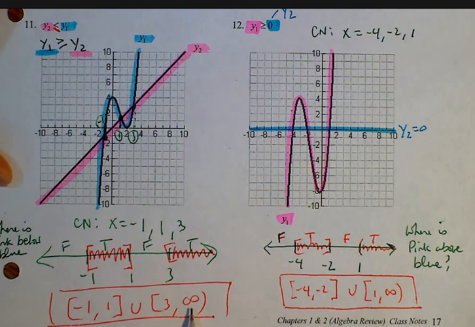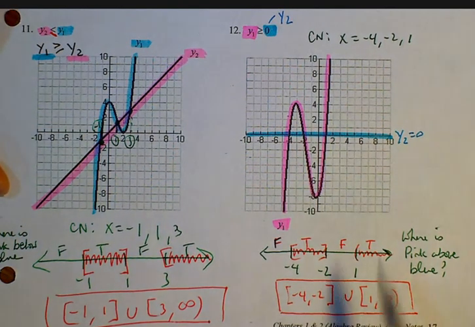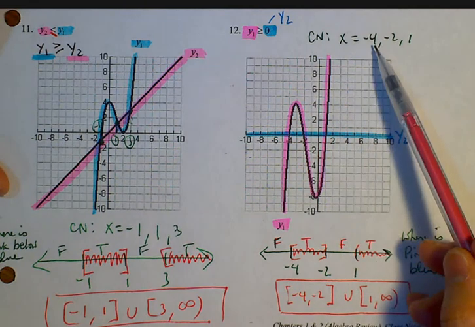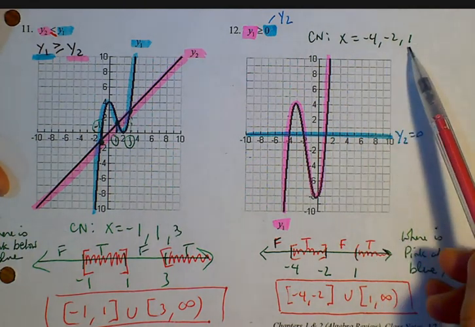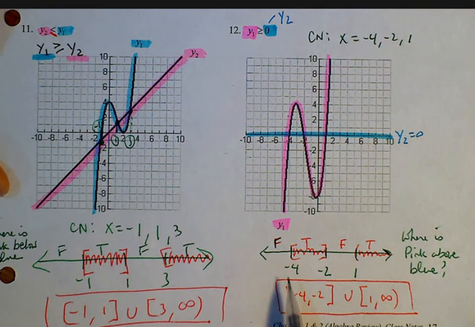Okay, so if you did it with just less than, then this would be parentheses, parentheses, parentheses, and parentheses. For problem number 12, my critical numbers are at -4, -2, and 1. And then here's my test number line, and it is false in this interval, true, false, true. So my solution is -4 to -2 bracket, and then union, bracket, 1 out to infinity.